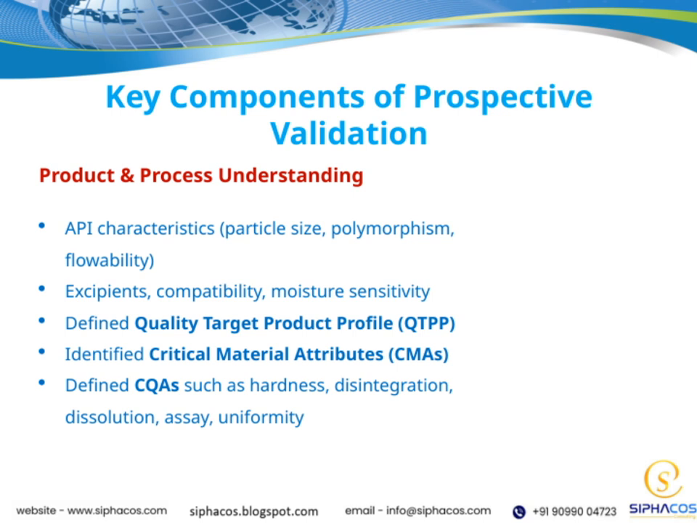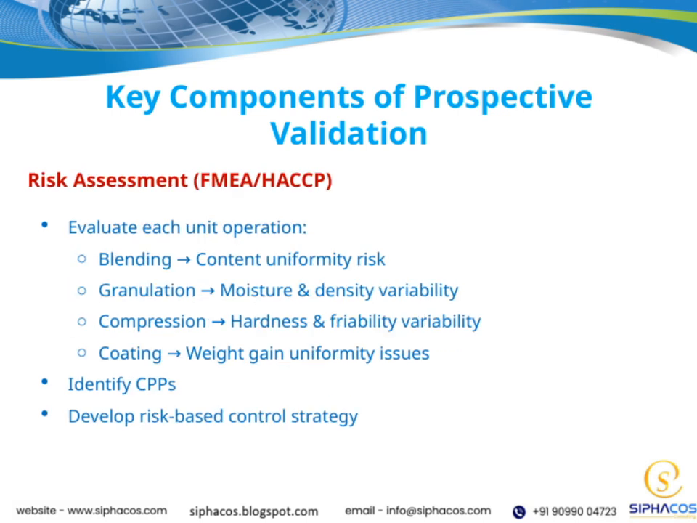All of this ties into our broader goal of product and process understanding, gaining a deep insight into how each component and process step affects the final product. Finally, we look at the key components of prospective validation. This involves planning and executing validation activities to ensure that our manufacturing process consistently produces a product meeting all quality specifications. In summary, understanding these characteristics and attributes allows us to build a robust process, ensuring high quality and compliance throughout product development. Now, let's take a closer look at the key components of prospective validation.